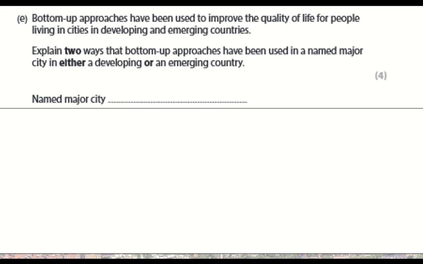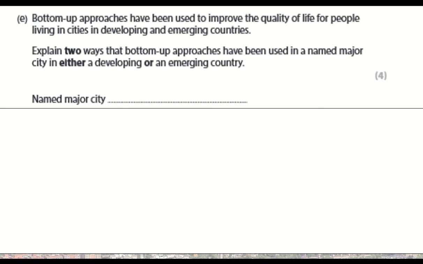Okay, this last one, which to be honest with you is more likely to be an 8-mark question and described as an assess or an evaluate type question. But this one says bottom-up approaches have been used to improve the quality of life for people living in cities in developing and emerging countries. Explain, connectives, 2 ways, 4 marks, so 2 different ways extended once each, that bottom-up approaches have been used in a named major city in either a developing or an emerging country.